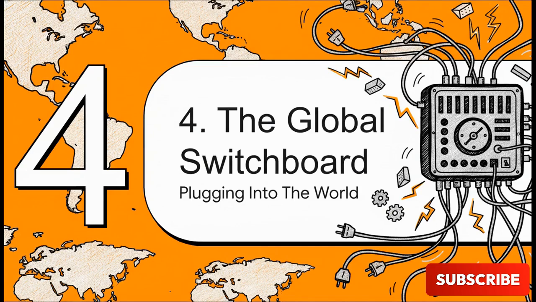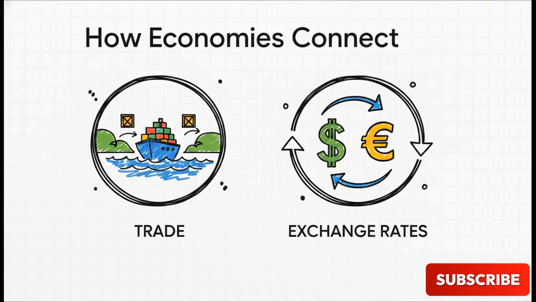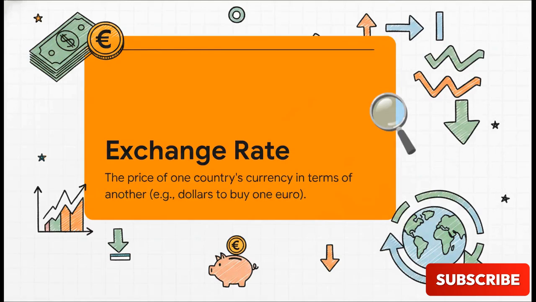Okay, so far we've mostly looked at one country's machine. But in reality, all these national engines are plugged into a giant global switchboard. And economies connect in two main ways. The first is trade. Countries buying and selling goods and services to each other. The second is exchange rates, which is what allows all that trade to happen. Simply put, the exchange rate is just the price you pay to swap one currency for another, like how many US dollars it takes to buy €1. And believe me, these fluctuating prices have huge consequences.